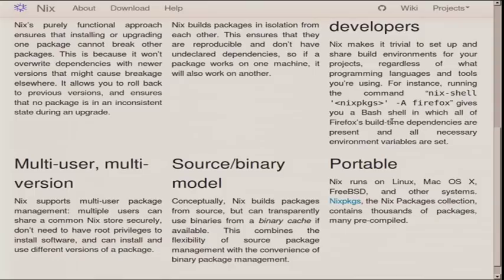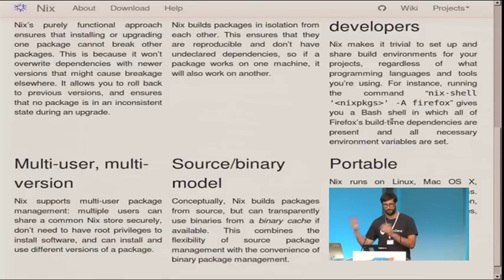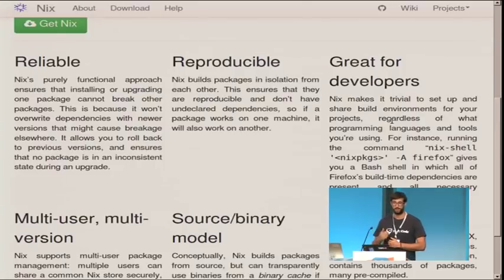We have a transparent source binary model. So if the binaries are not found, yes, we'll compile them for you if it's needed. We support multi-user and multi-version solutions to the problem. So you can have different Python versions installed at the same time in the same environment, and they do not conflict. Going up, we make sure that every installation you do is reliable, and it doesn't break anything outside of that installation. Even if sometimes some installation breaks, all the installations are atomic. And if something goes wrong, either the application is installed successfully, or you can always roll back to the previous version.